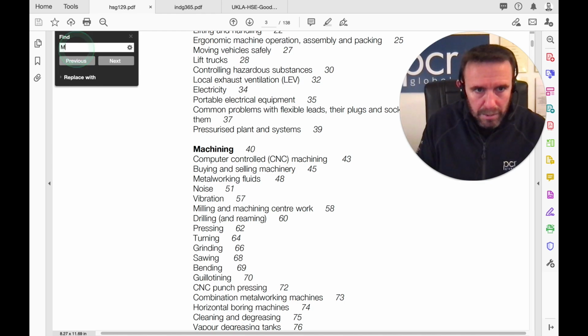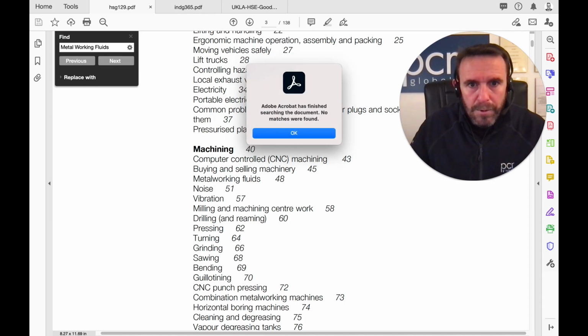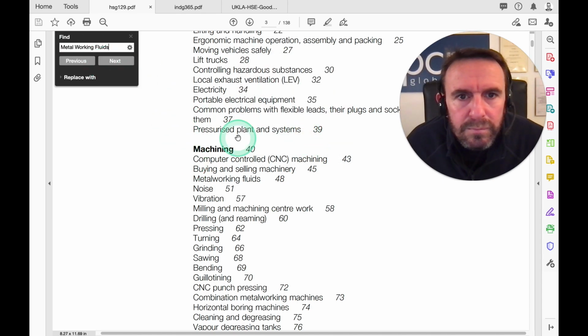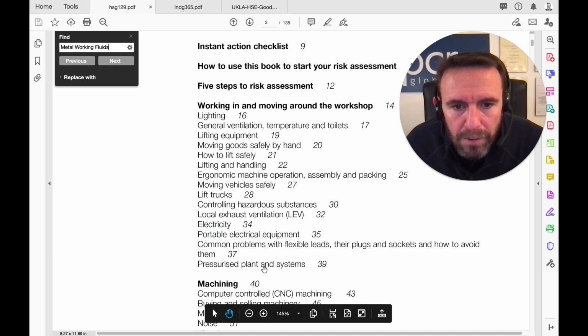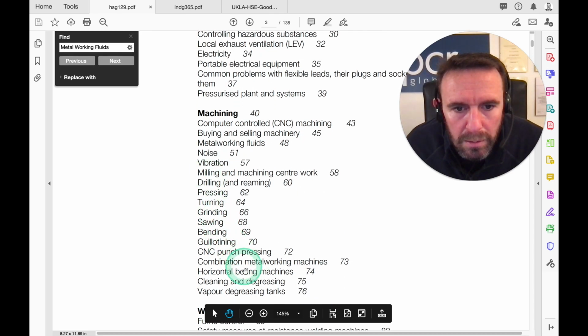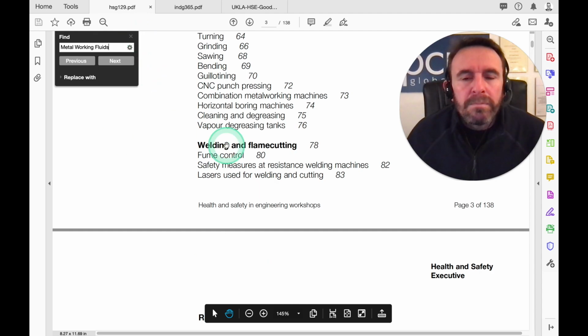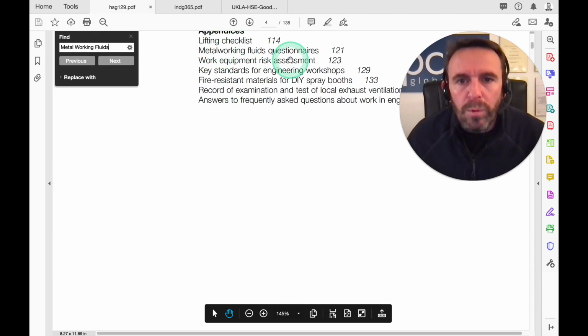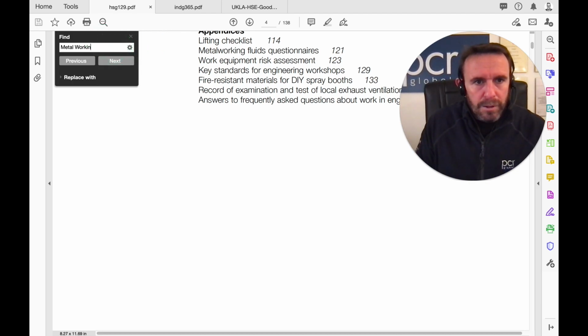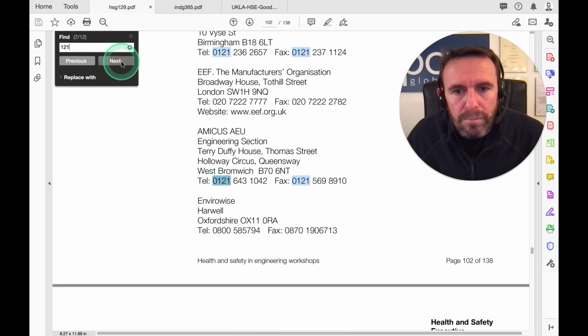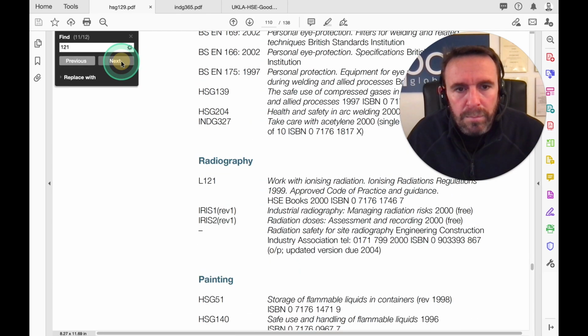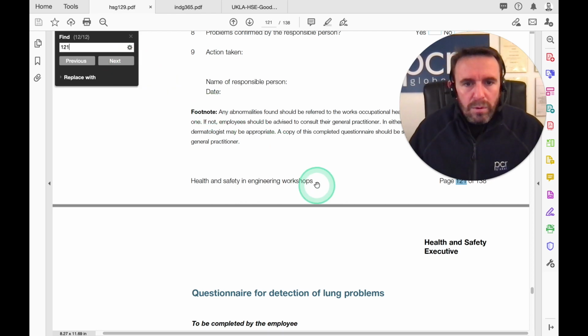Let's write it in. Metalworking fluids. Oh, come on. I know you're in here. Let's get back to the top. Okay. Control, common problems associated with flexible leads, milling, degreasing tanks. Okay. What do I need to do then? Metalworking fluids questionnaires. 121. Let's just go to 121 very quickly here. Next. Fire through. It really is a useful way of navigating documents. Okay. Are we here? Yes, we are.